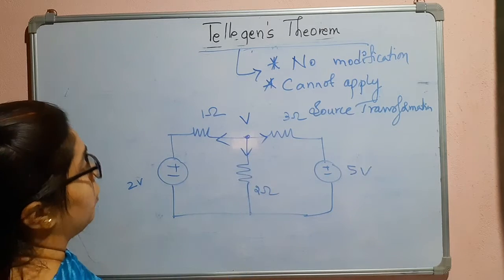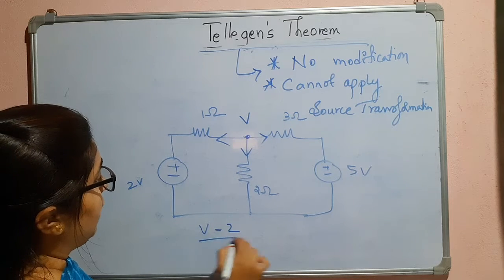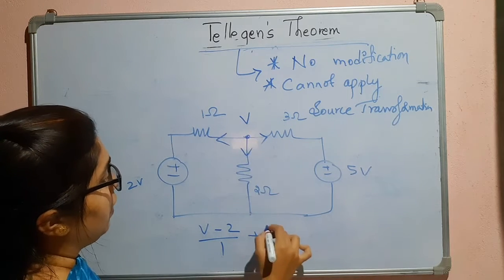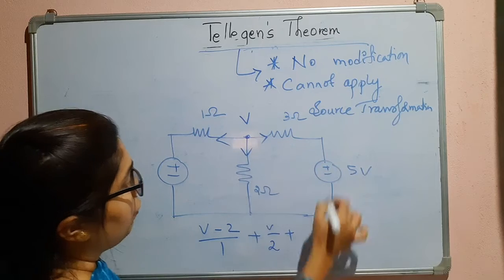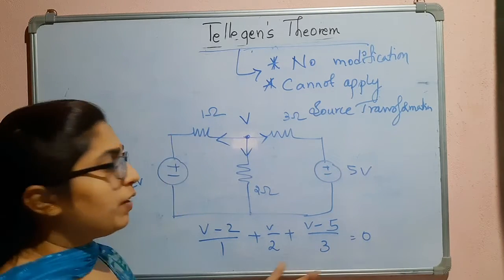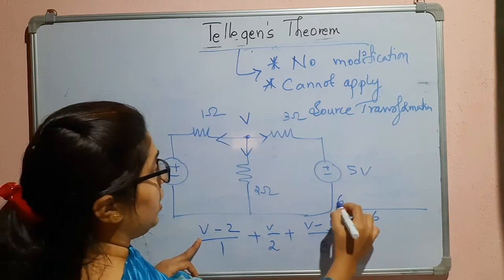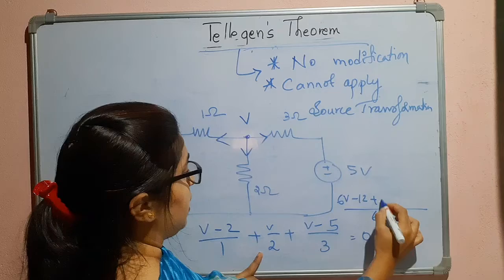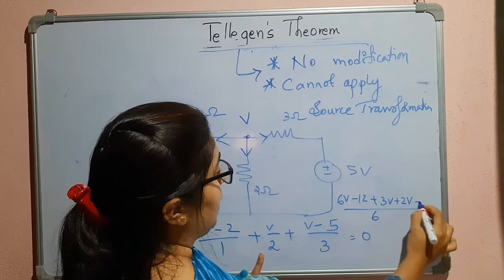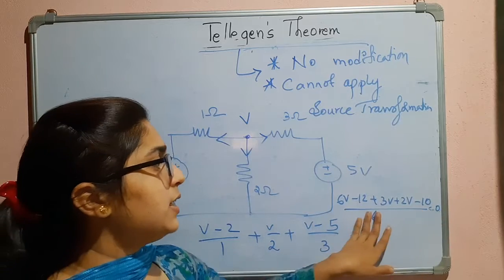So at that particular node voltage V, (V minus 2)/1 plus V/2 plus (V minus 5)/3 is equal to 0. If I take the LCM, that will be 6. And here it is 6V minus 12 plus 3V plus 2V minus 10 equal to 0. So the denominator goes to that side, that will be equal to 0.